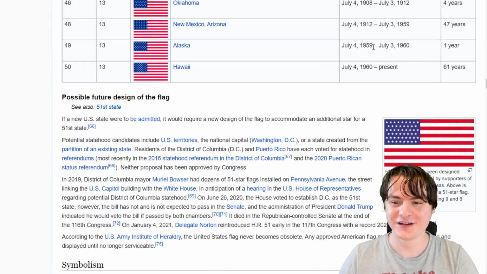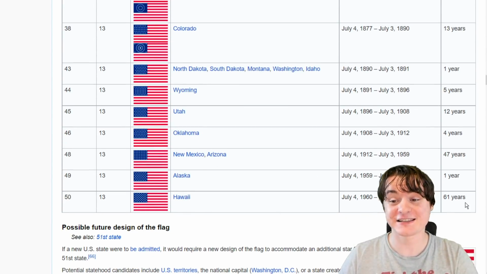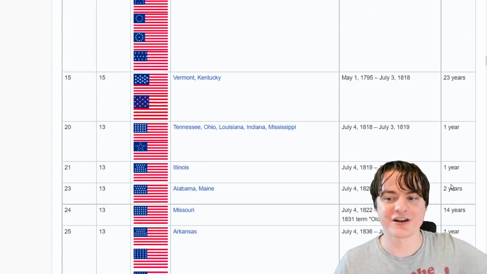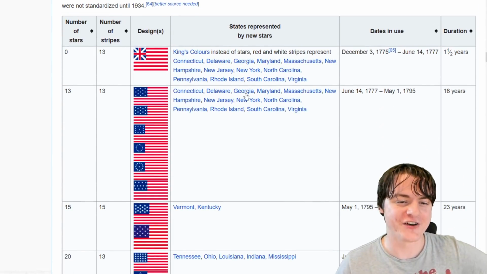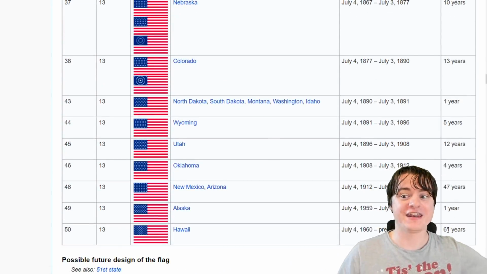You know, there was a full year gap in there, apparently. But anyway, long story short, it's been 61 years with this current American flag, which is actually the most of any American flag. Even in the very beginning, the 13-star flag only lasted 18 years. And so America hasn't changed their flag in a lifetime.